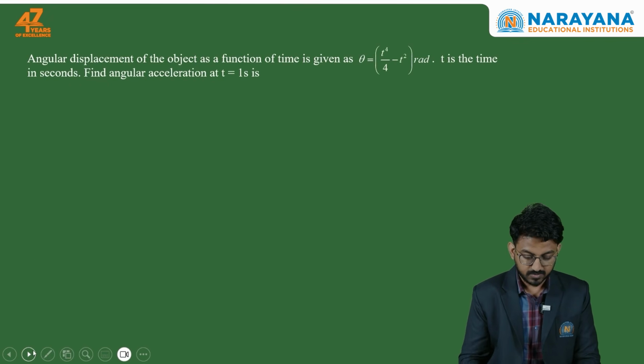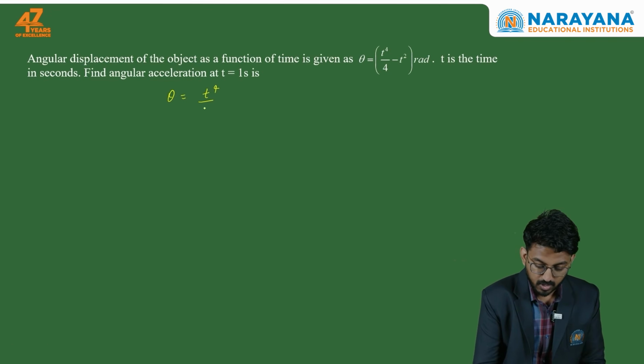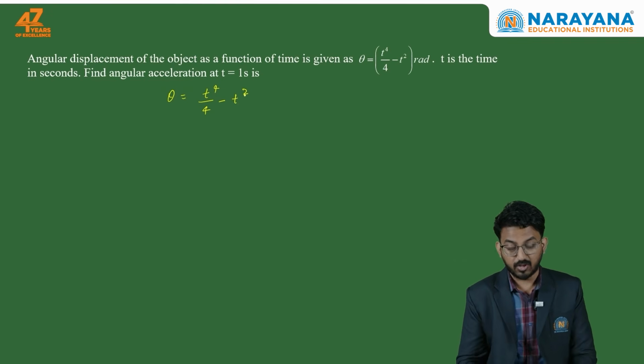Going further, here angular displacement is given as a function of time. So theta, as they said, is t raised to the power 4 divided by 4 minus t square, and they're asking for angular acceleration.